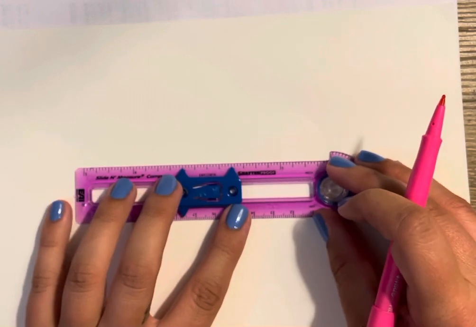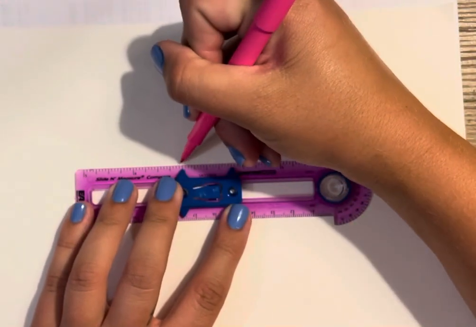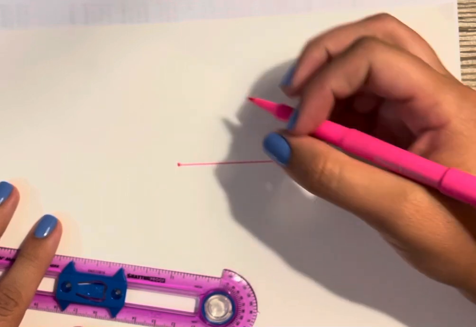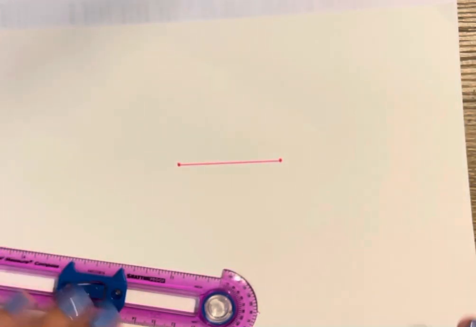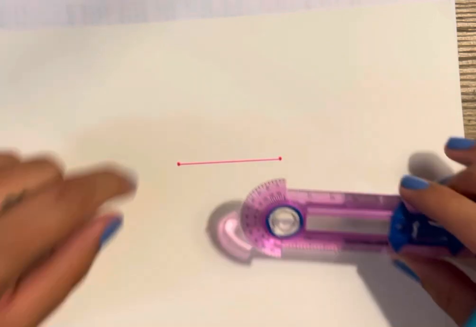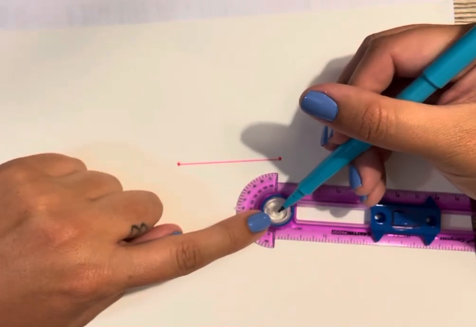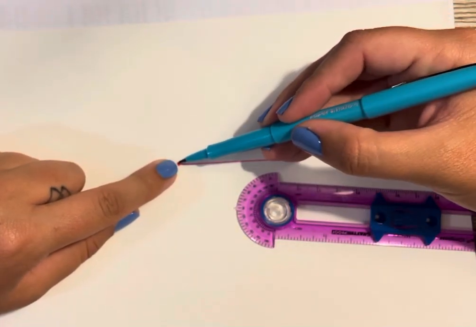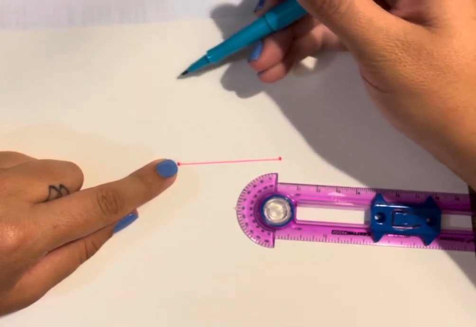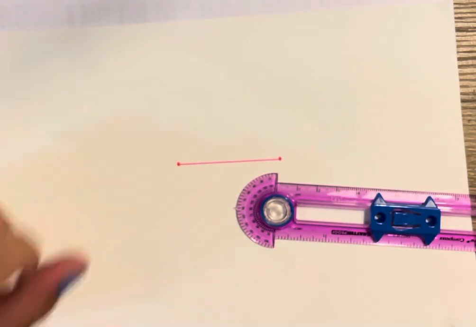So first thing, we need to draw a segment. With your straight edge, just draw a segment. We don't want it to take up the entire paper, so just a small one, and towards the center of your paper is fine. To create a perpendicular bisector, I'm going to be placing the center of the geo tool on each endpoint and creating arcs above this segment and below from both sides.